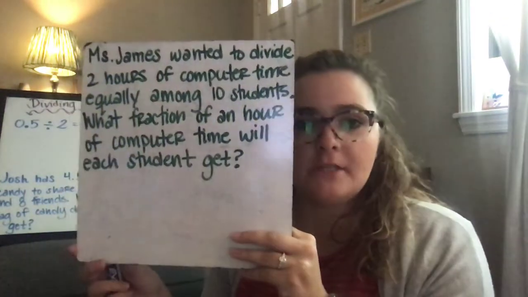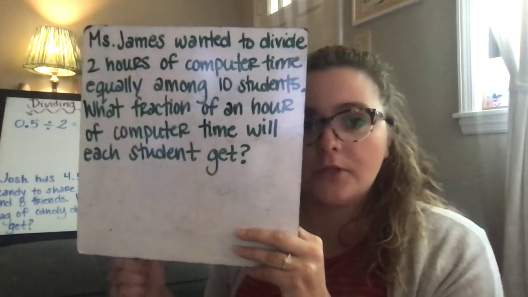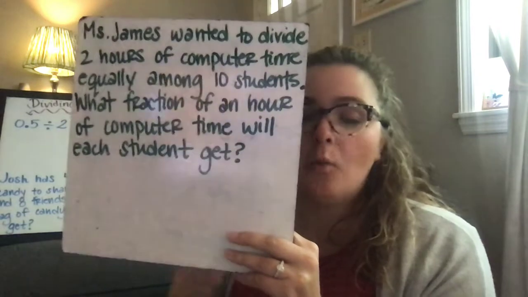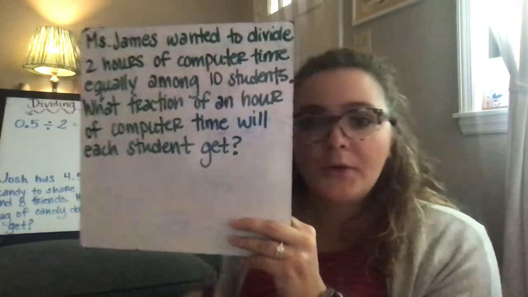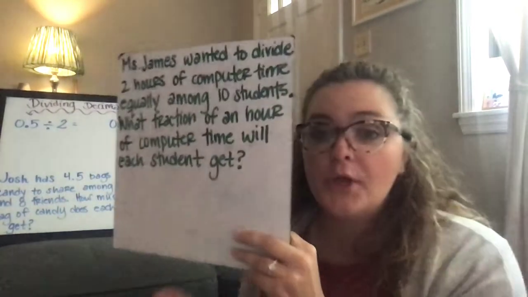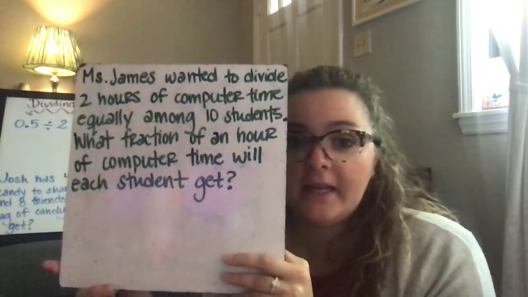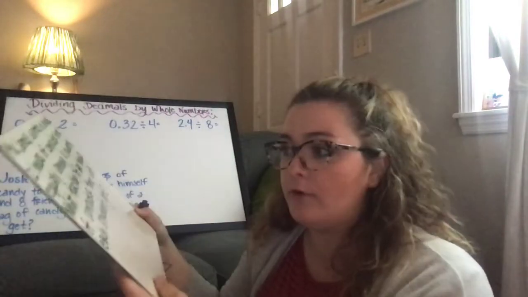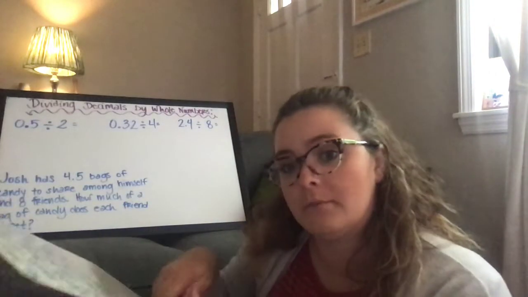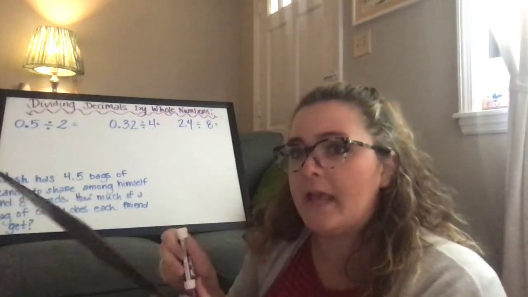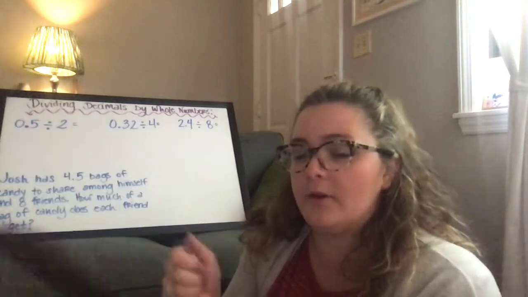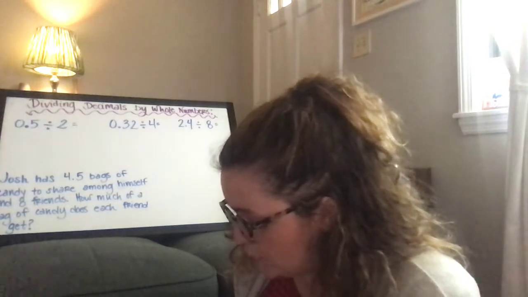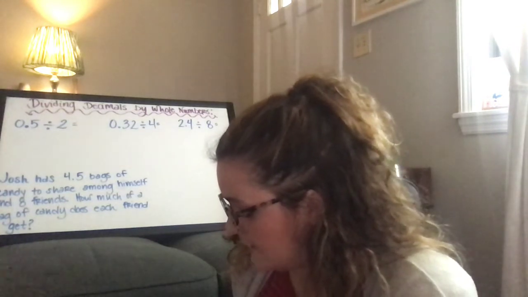Okay, so this says Miss James wanted to divide 2 hours of computer time equally among 10 students. What fraction of an hour of computer time will each student get? Remember when we write our division equations, we write what's being divided into equal groups first. So we're splitting 2 hours up among 10 people, so our equation will be 2 divided by 10.